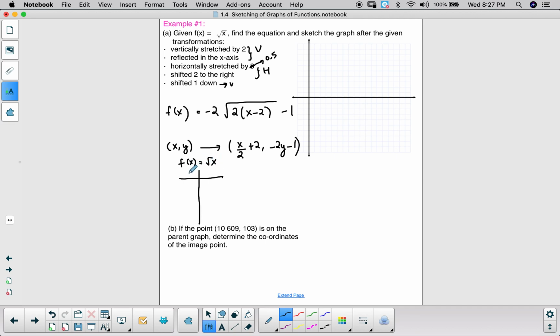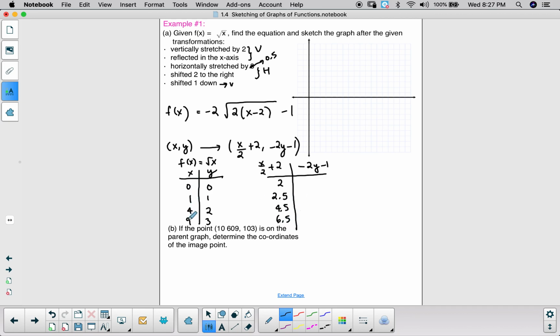We know the values of x for that. The x values we are going to take are, when x is 0, y is 0; when x is 1, y is 1; when x is 4, the square root of 4 is 2; when x is 9, the square root of 9 is 3. And we are going to now take the same numbers and do these transformations to them. So x divided by 2 plus 2 for the x values, and -2y minus 1 for the y values. And the numbers we get are 2, 2.5, 4.5, and 6.5.